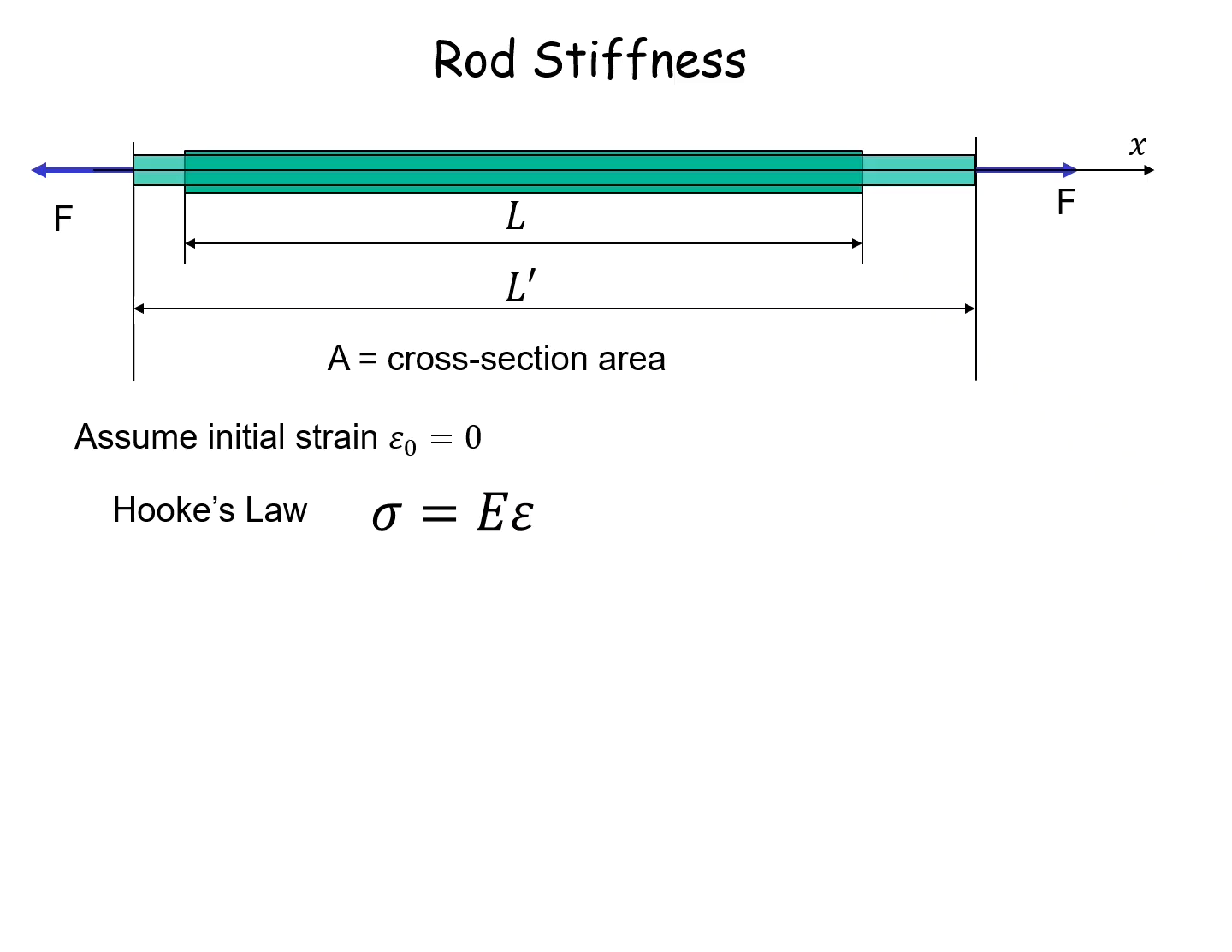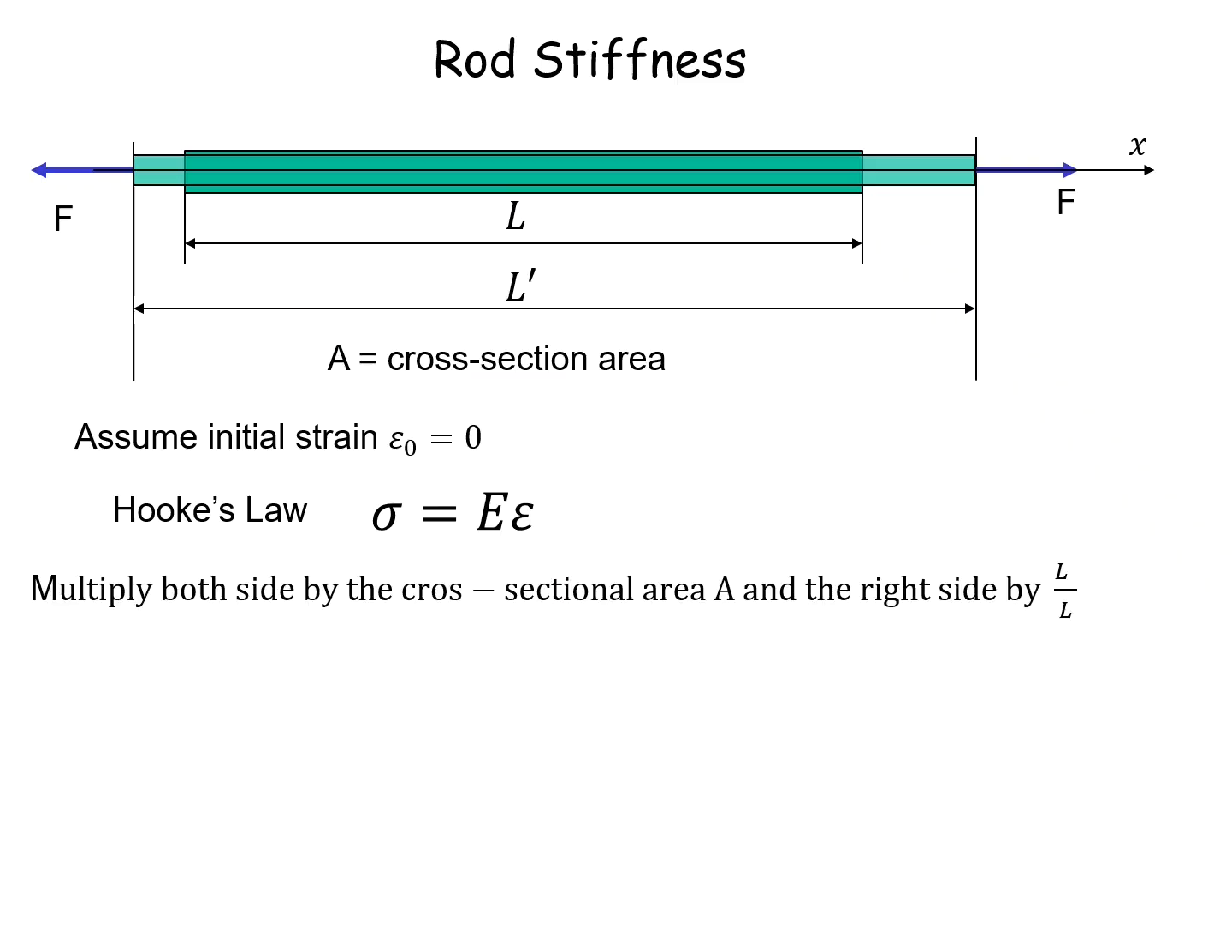To transform this stress-strain relationship into a force-displacement relationship, we multiply both sides of the equation by the cross-sectional area, A. Then, we multiply the right-hand side by the ratio of L to L, which is equal to 1, a common technique in engineering derivations used to rearrange terms.